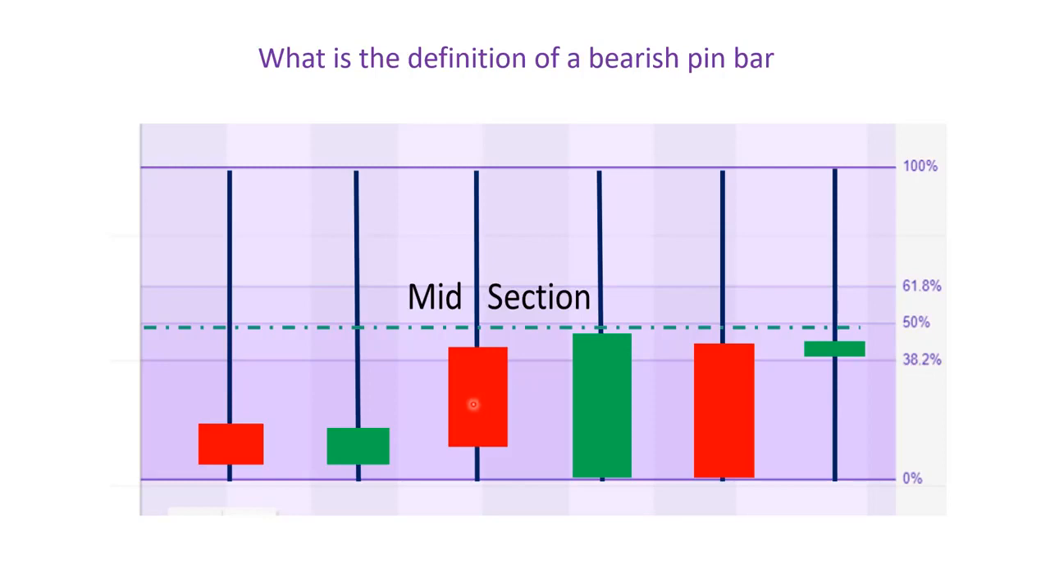This is not a shooting star, but these two, they are shooting stars, and among these two shooting stars, this is the strongest bearish shooting star, and after that this is the second strongest. So now that you know how you recognize a bearish pin bar and a bearish shooting star, now let me show you how bullish and bearish hammers are formed.